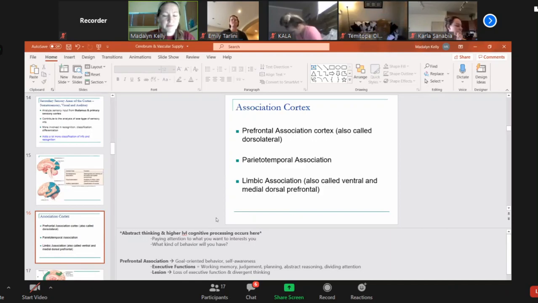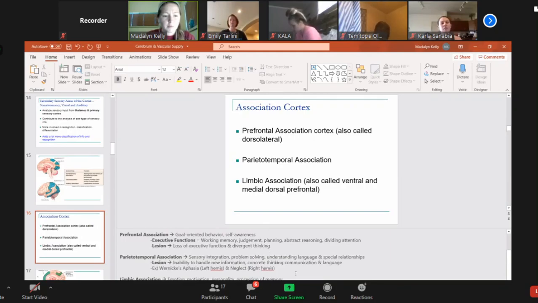Association cortex is abstract thinking and higher level cognitive processing occurs here. Prefrontal association, goal-oriented behavior and self-awareness. Working memory, judgment, planning, abstract reasoning, dividing attention. Lesion, loss of executive function and divergent thinking. If we know prefrontal is goal-oriented behavior, if we have a lesion there, we're not going to be able to do that divergent thinking. Parieto-temporal association, sensory integration, problem solving, understanding language, and spatial relationships. I think that might be spatial relationships.